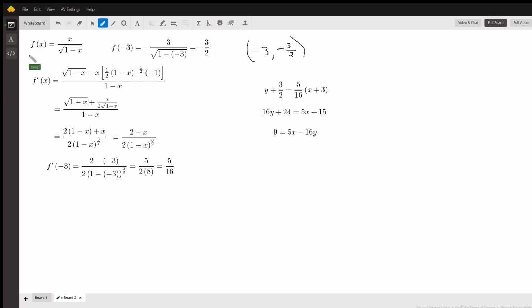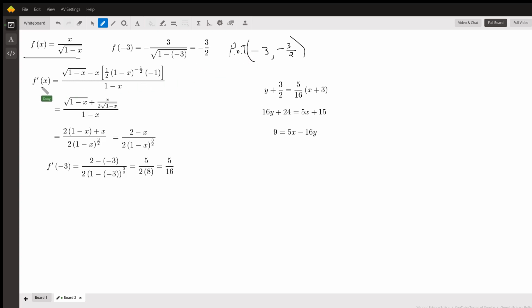So again, f of x is this function right here. We want to find the y-coordinate of the point where x equals -3 so that we have the point of tangency. If we put -3 in for x, we get -3/2. So there's the point of tangency right here, POT.